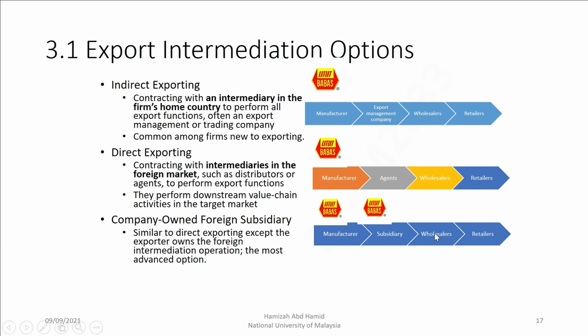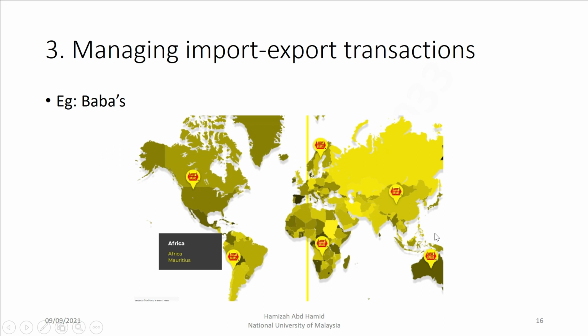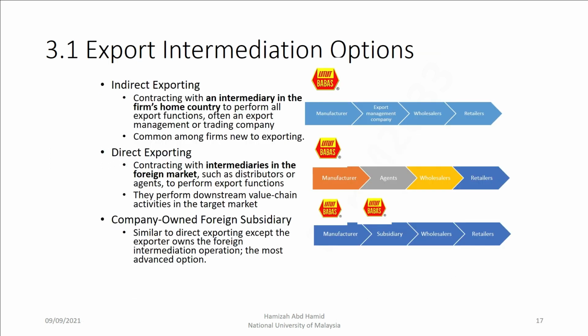Maknanya kalau Babas nak ada operation import export dekat Australia misalnya, they build one subsidiary dekat sana. Subsidiary atau syarikat tersebut, usually a small company, akan handle urusan import export produk-produk company. Company di sini adalah Babas lah. So more commitment but also more control for Babas.